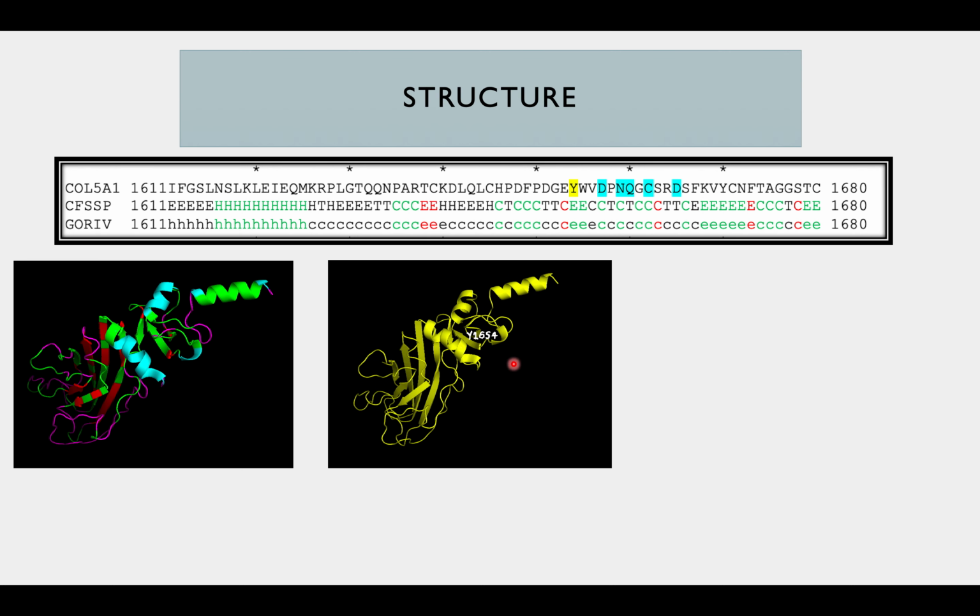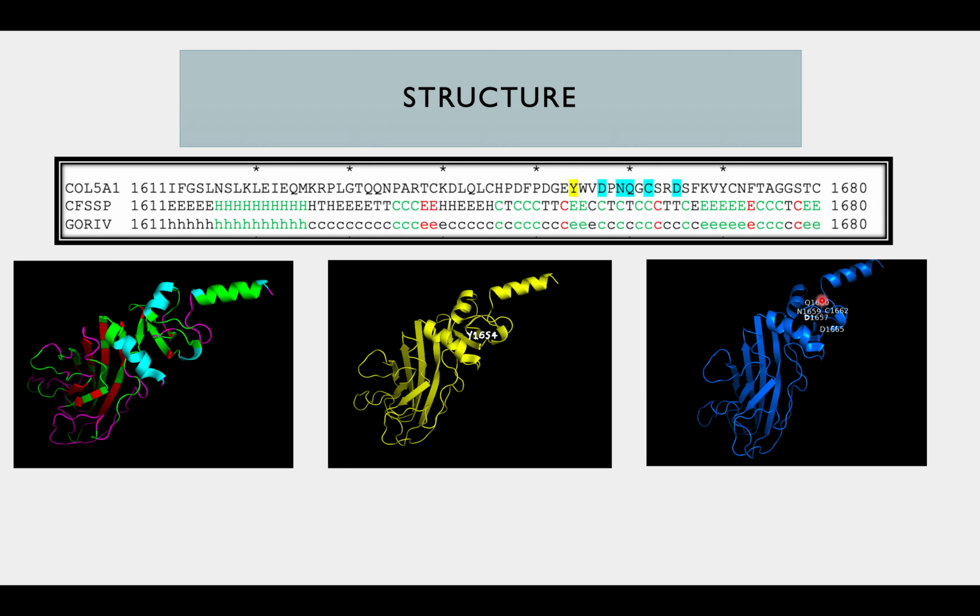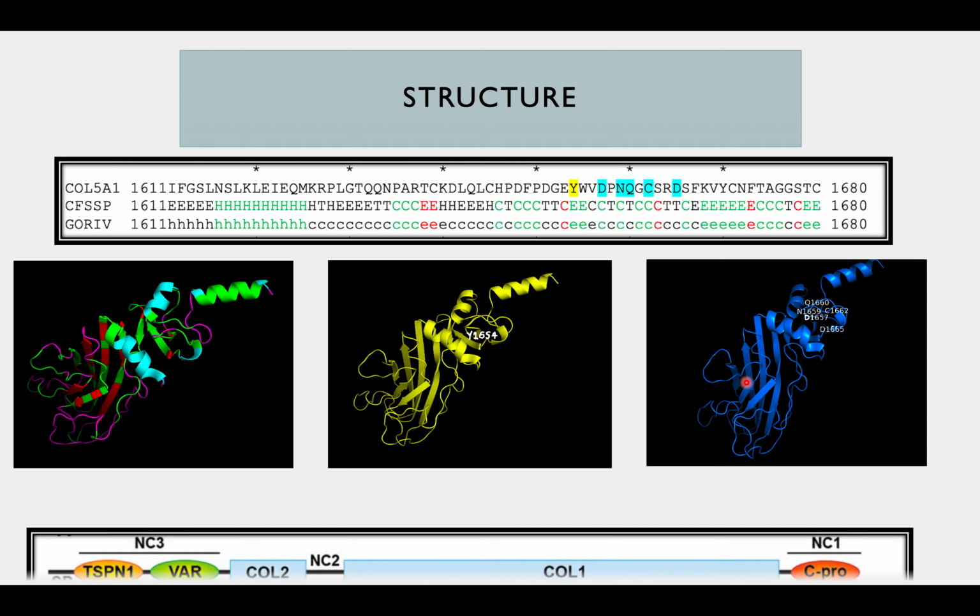In yellow, I'm just showing where the tyrosine 1654 mutation is. And here in blue is just showing where the calcium binding sites are. So we have glutamine 1660, asparagine 1659, aspartic acid 1657 and 1665, and cysteine 1662.